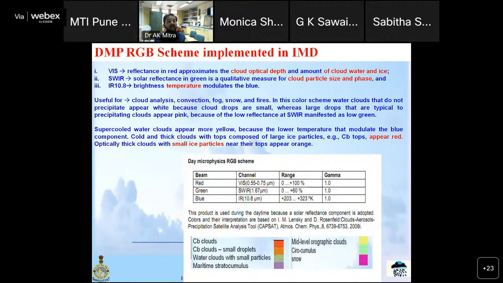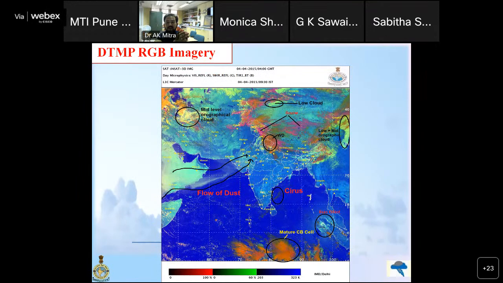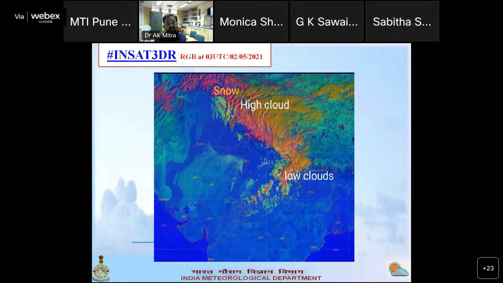And then IR modulates the temperature color, that is the blue. So when they are put into one image, you can see multiple observations, multiple events that can be seen in only one image, like mid-orographic cloud over this area. Then western disturbance, snow, low cloud, flow of dust, cirrus, sun glint, many features you can see in only one imagery. Now, you can see the INSAT-3DR imagery, like snow, high clouds, low clouds.